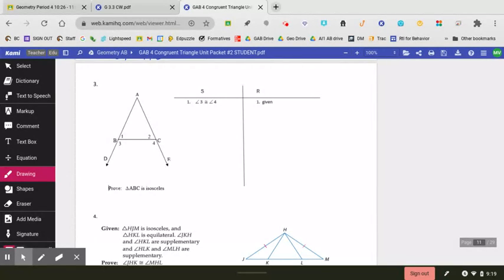Okay, so what I want to prove is that ABC is an isosceles triangle. In order for it to be an isosceles triangle, I need two sides congruent. I currently know angle 3 is congruent to angle 4. Well, when I look at this, I see that 1 and 3 are a linear pair, and I see that 2 and 4 are a linear pair. So I'm going to say that angle 1 and angle 3 are supplementary, and angle 2 and angle 4 are supplementary. Linear pairs are supplementary. Remember, linear pairs are when they make a straight line.